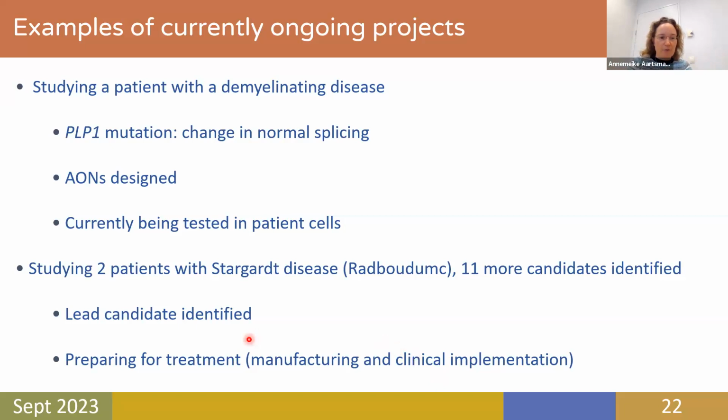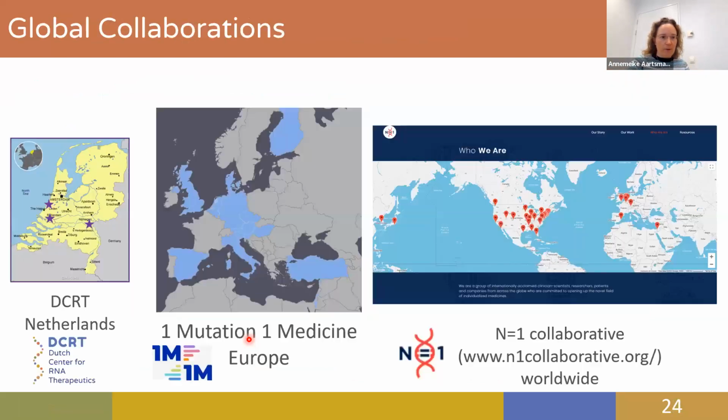In Nijmegen, they're further advanced. So for 2 patients with Stargardt disease, a genetic eye disease, they have a lead candidate identified and are now preparing for treatment, manufacturing it in an almost GMP grade like manner, and also looking at how we can start the clinical implementation. And I will skip this.